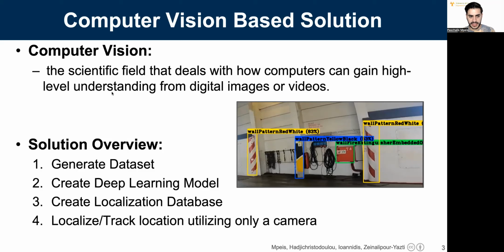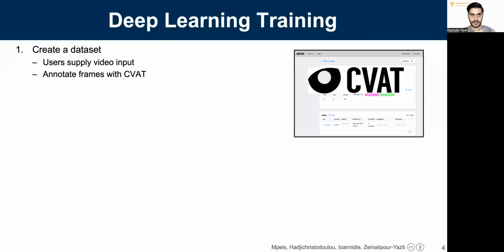So our solution has 4 steps. First, we generate a dataset, and then we use it to generate a deep learning model. And then we use that model to create a localization database. And finally, using that database, we can provide localization and tracking that uses just the camera, no other infrastructure. Let's see how we do our training.